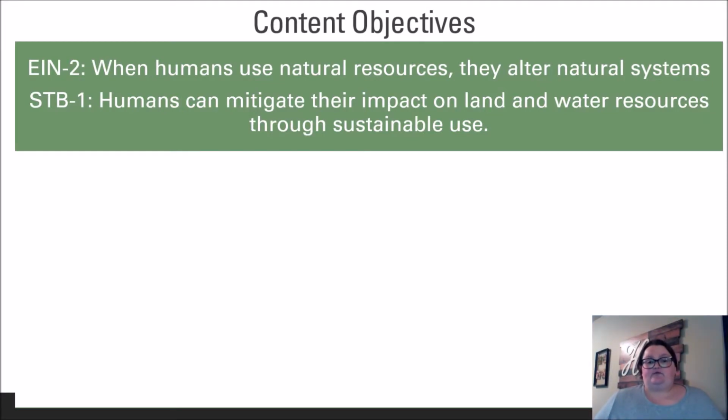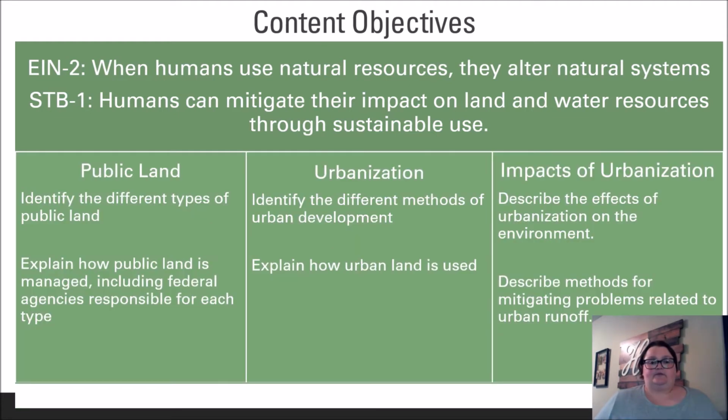One of the major methods of resource use is the way in which humans use a variety of land resources to meet our needs. Here are our content objectives for this lesson. When humans use natural resources, they alter natural systems. And humans can mitigate their impact on land and water resources through sustainable use.